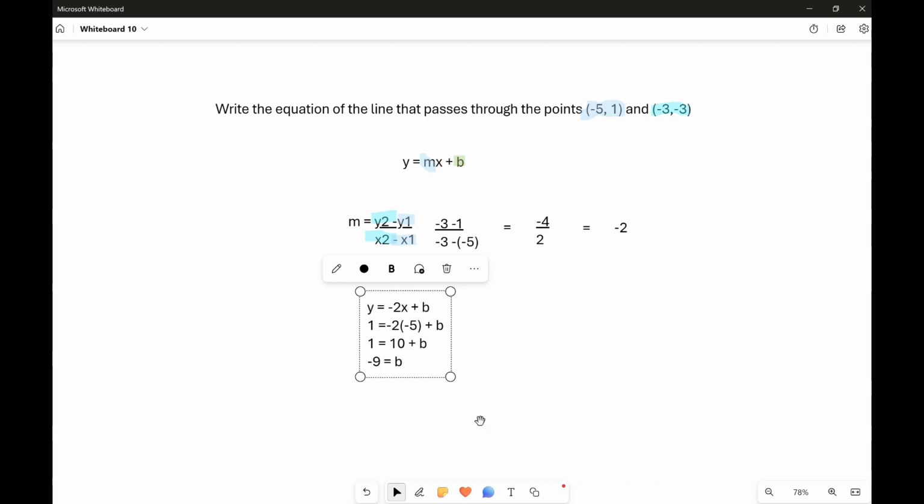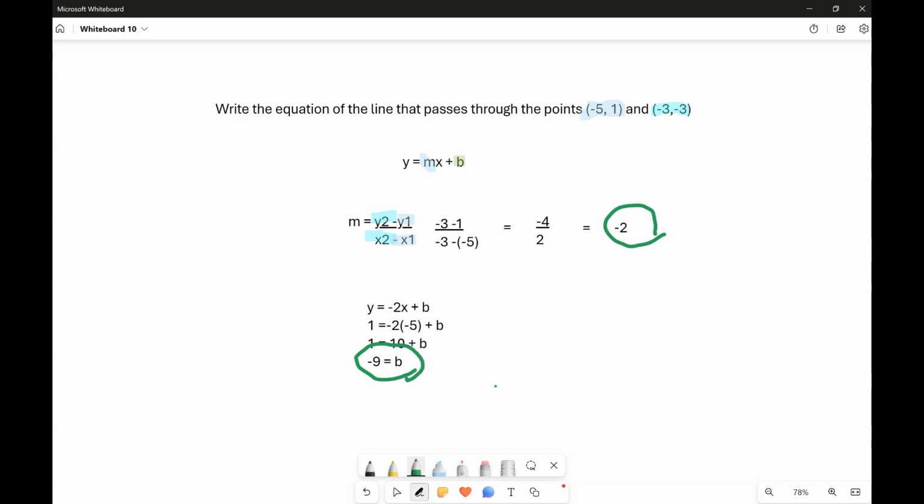So now I have my b value solved. So I have my m and I have my b. So here's the m and here's the b. So I'm going to now rewrite my equation with those values so that my final equation is going to be y equals -2x minus 9. And that is the final answer right there.